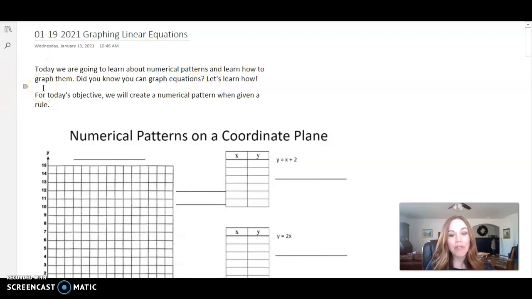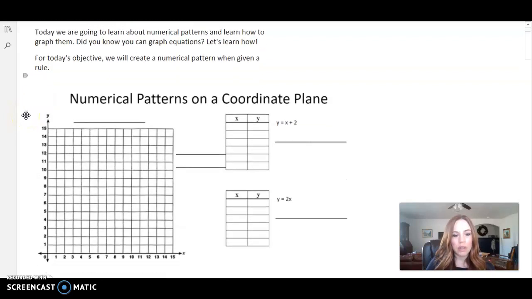Did you know that you can graph equations? Yeah, it's pretty cool. It's just the beginning of algebra, and I love introducing this because it's a whole new part of math that we haven't even touched yet. And it's actually really fun and not too difficult to do. For today's objective, we will create a numerical pattern when given a rule.